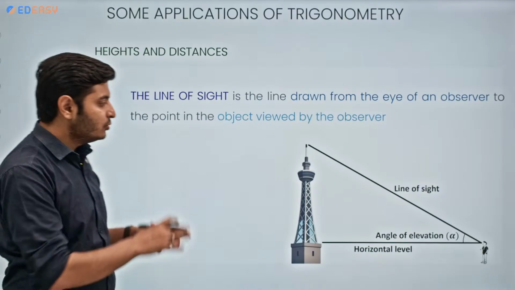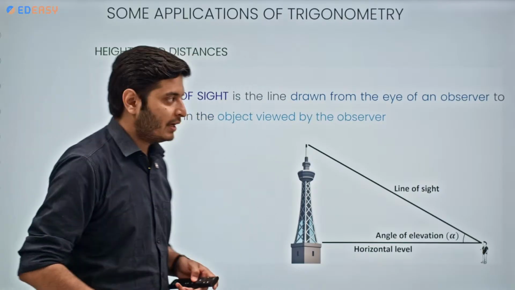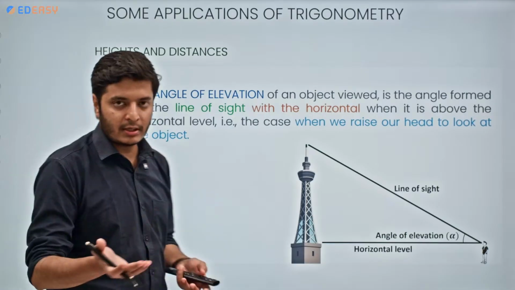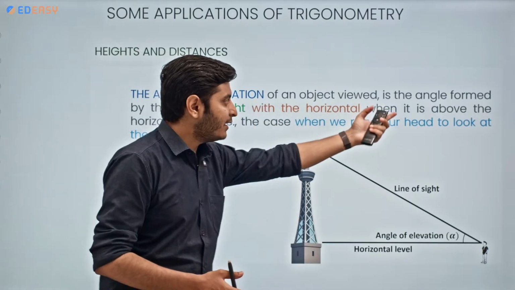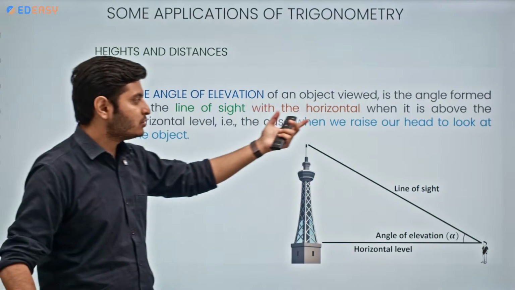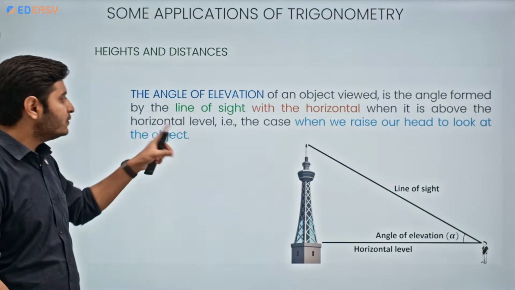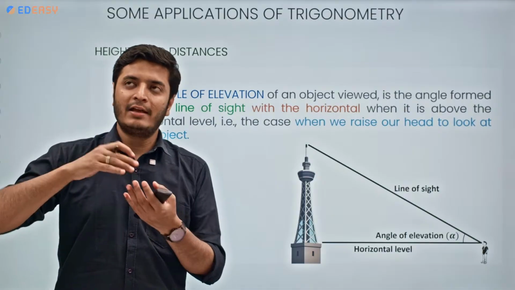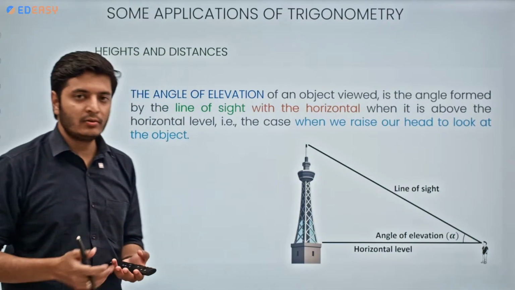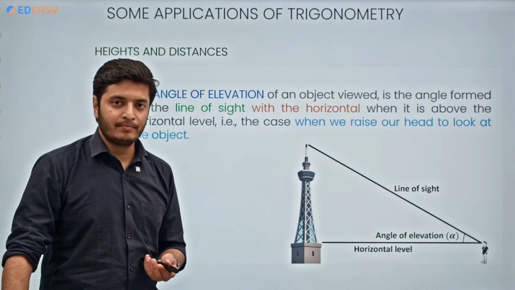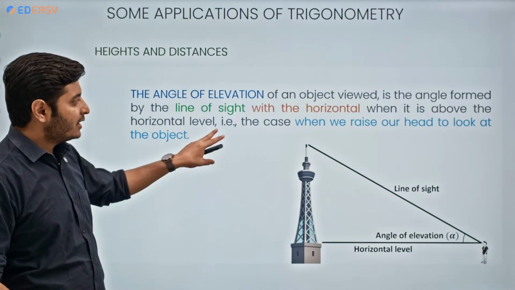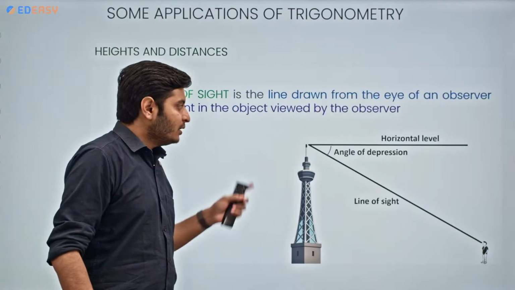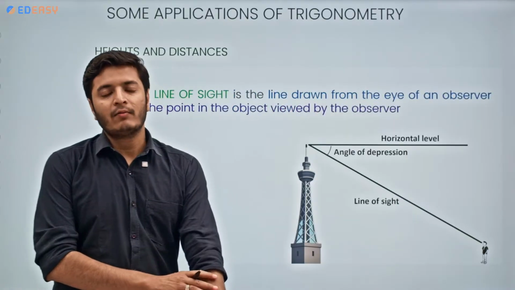Now, these two terms we are going to use heavily. The angle of elevation of an object, I told you, is the angle formed by the line of sight with the horizontal level when it is above the horizontal level. Of course, we can look at something when it has more height than us, correct? Then only we need to head up like this. Now, that is the case when we raise our head to look at the object. Now, the other case can be what?